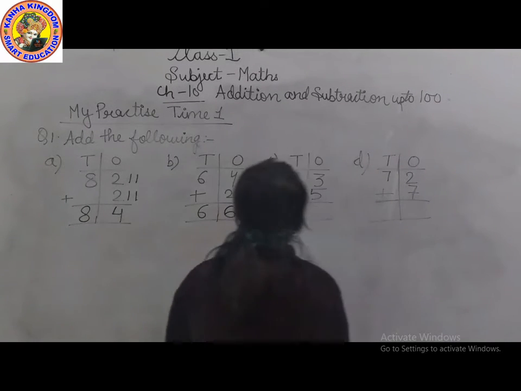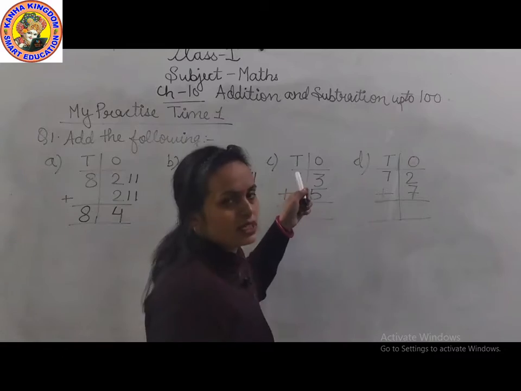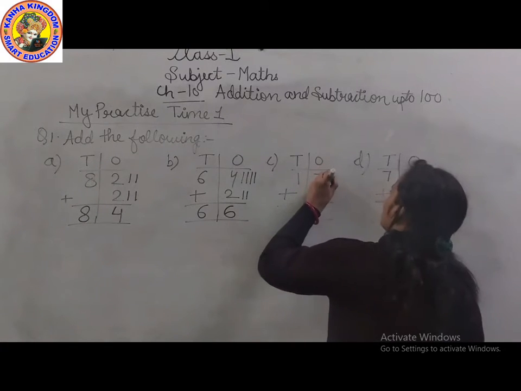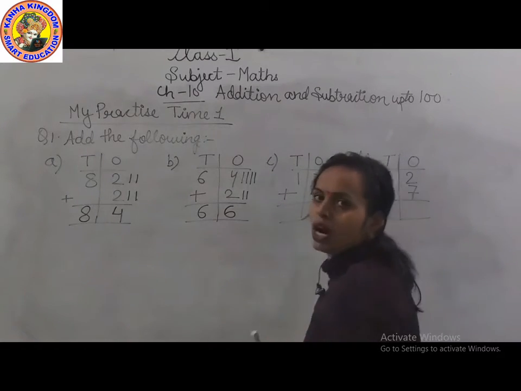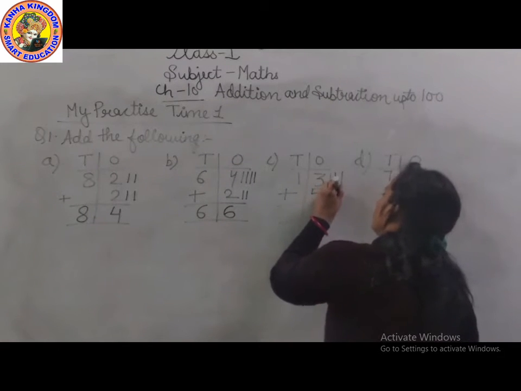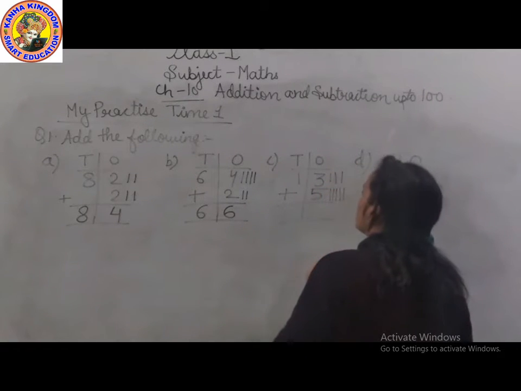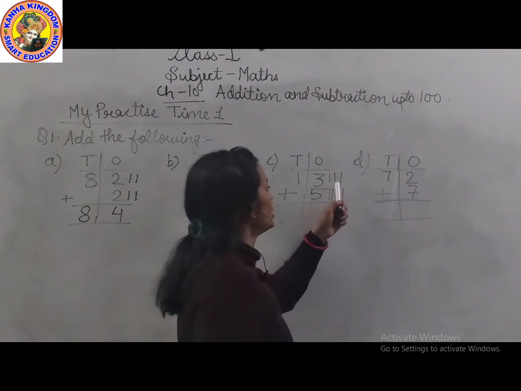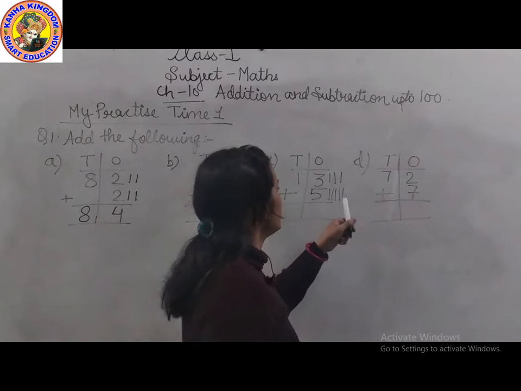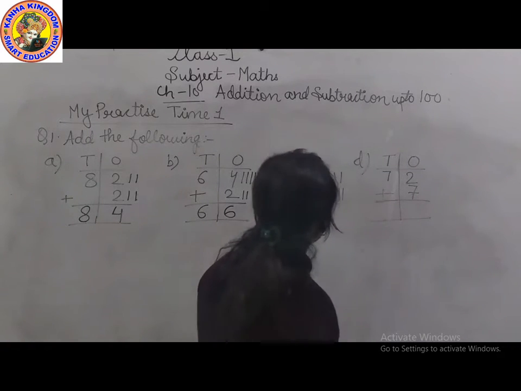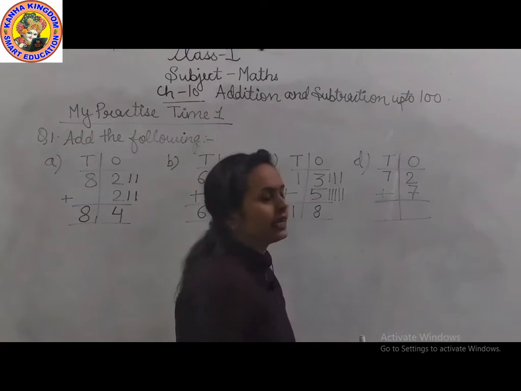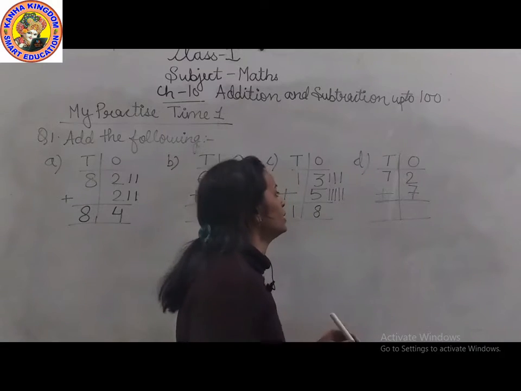Okay? Now next is 1 ten, 3 ones, 13 plus 5 ones. 1, 2, 3, and then 1, 2, 3, 4, 5, 6, 7, 8. So 3 plus 5, 8. Bring down 1. So 13 plus 5 equals 18. Okay?